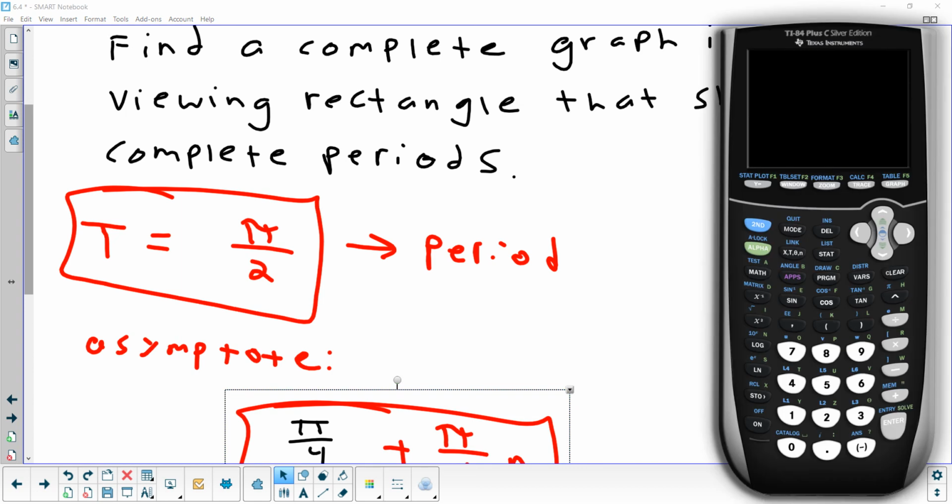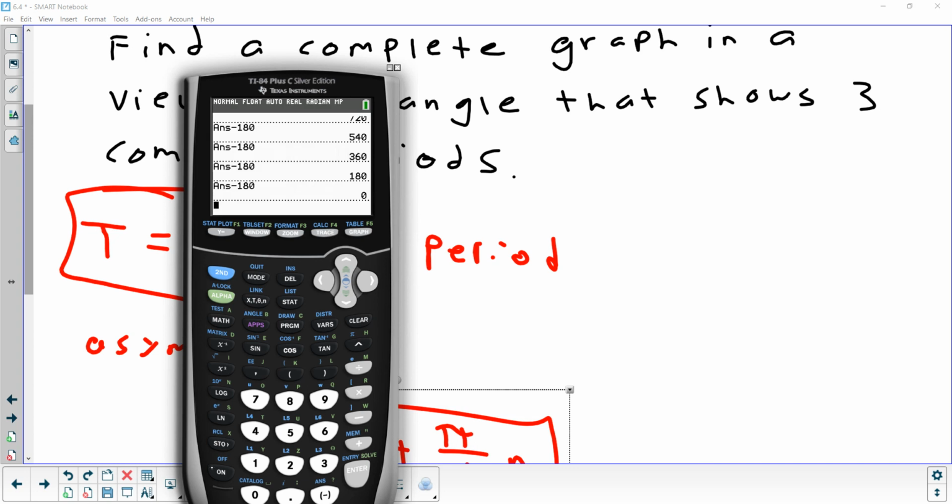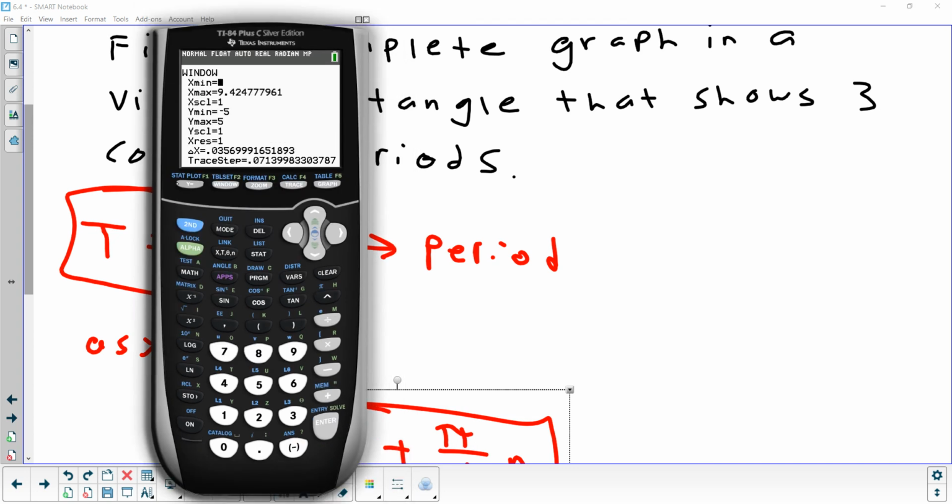So if they want us to show 3 cycles, you need to set a window on your calculator that is 3 pi over 2 units wide. That's kind of like saying set a window that's 10 units wide. There's lots of ways to do that: 0 to 10, 1 to 11, 10 to 20, 90 to 100. Those are all 10 units wide. So you pick however you want to set it to be that width. The easiest way, if it has to be 3 pi over 2 units wide, let's go 0 to 3 pi over 2.